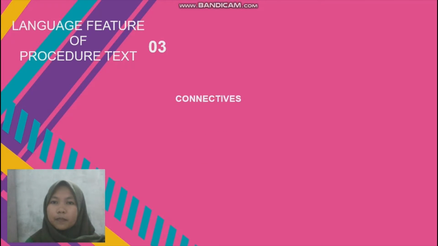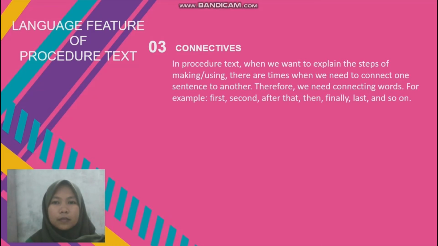Number 3. Connectives. In procedure text, when we want to explain the step of making or using, there are times when we need to connect one sentence to another. Therefore, we need connecting words. For example, first, second, after that, then, finally, last, and so on.